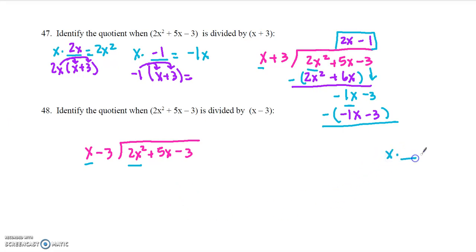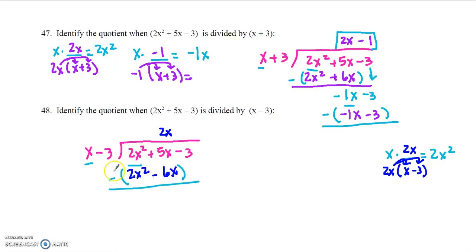x times what is going to give me 2x squared. And I think it's going to be 2x, so I will put that above this term, and then I'm going to multiply 2x times x minus 3, and I'll distribute. 2x times x is 2x squared. 2x times negative 3 is negative 6x. And then let's subtract.